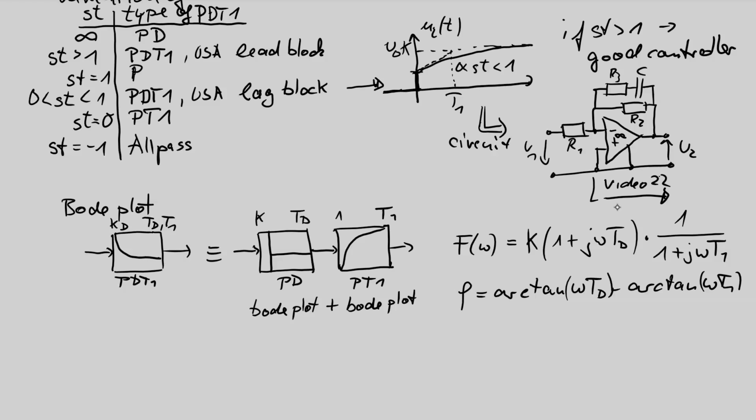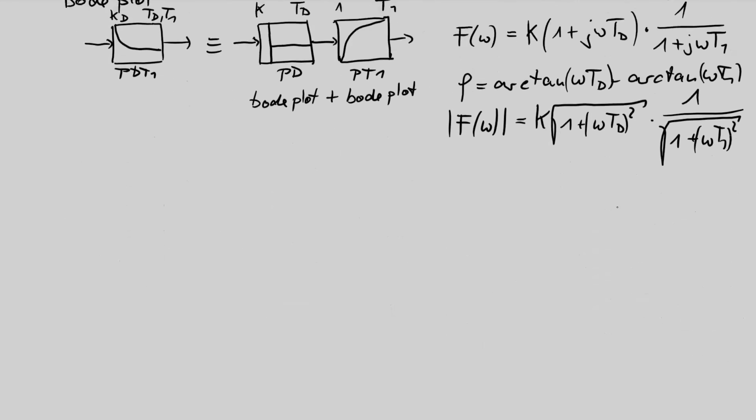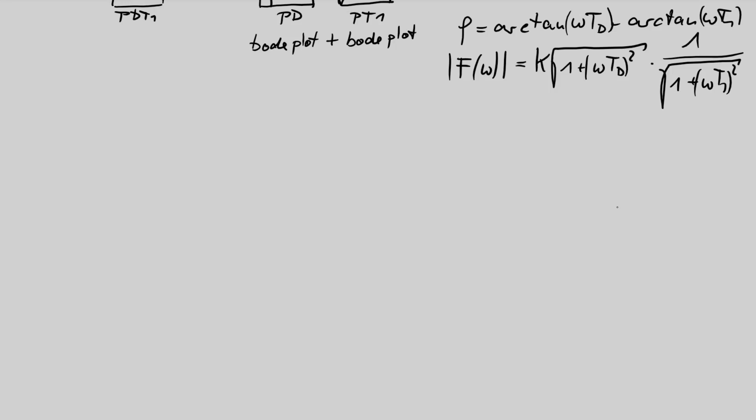So the magnitude of our complex frequency response is easily written as K times square root of (1 plus (omega TD) squared), multiplied with 1 divided by square root of (1 plus (omega T1) squared). This is already done, and it is very similar to a PT1, but some properties are inverted. Let's start with a Bode plot.